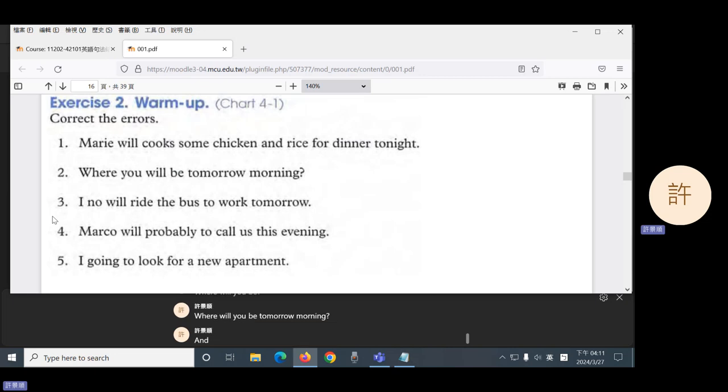Number 3, Ling Chuanru. Where is the mistake? Good. I won't or will not ride the bus to work tomorrow. Number 4, Yang Ziliang. Number 4, where's the mistake?